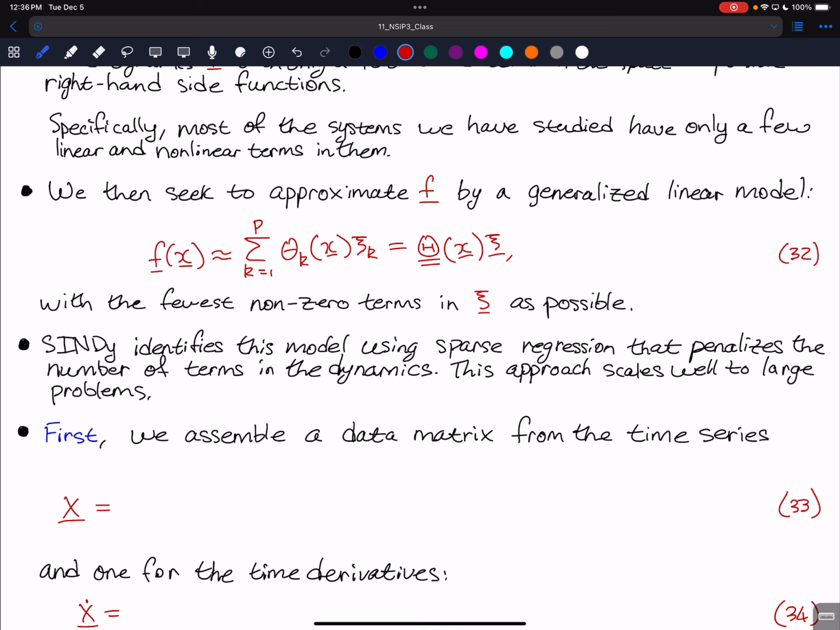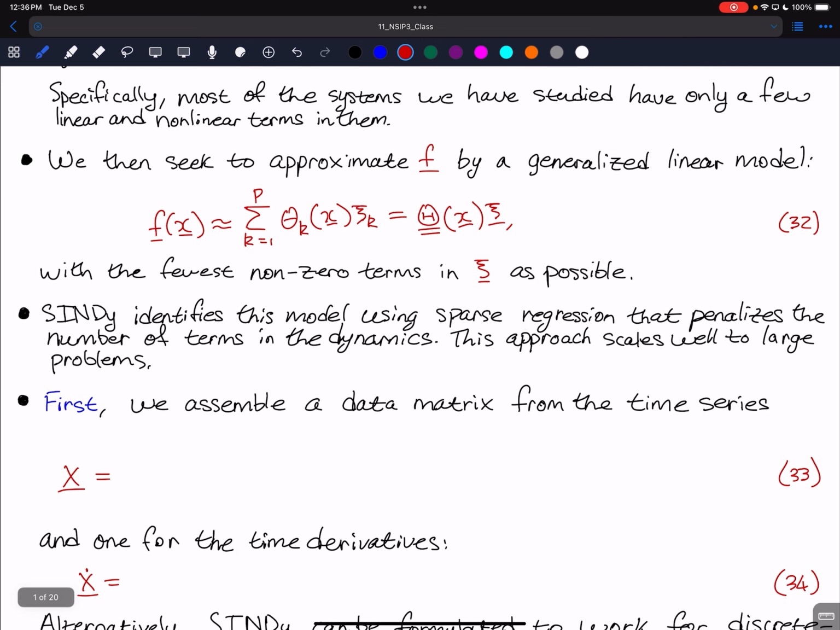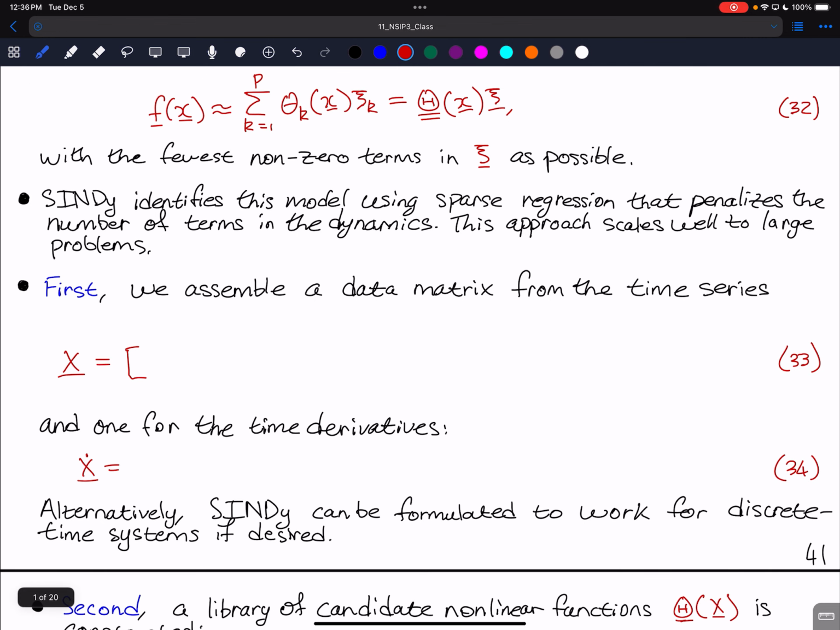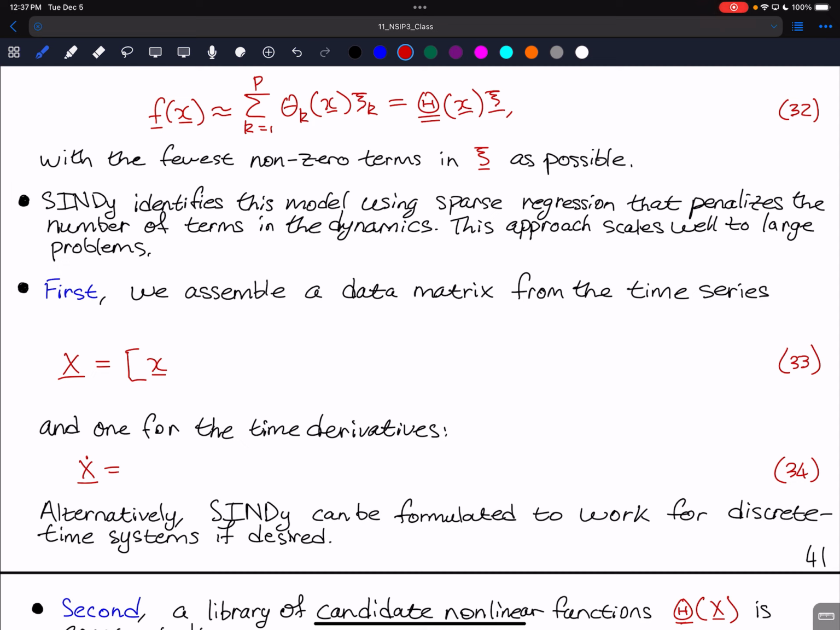So the first step in this method is to assemble a data matrix. The assumption is that you have some kind of time series that you've measured. It could be transient or it could be forced response. But you have that data ready. We then want to assemble a data matrix just by collecting all of those terms. And so our data matrix, big X, will be equal to the collection x at t1, x at t2, and then all the way up to x at t sub m.